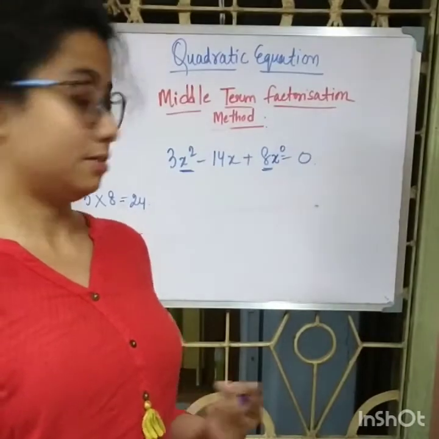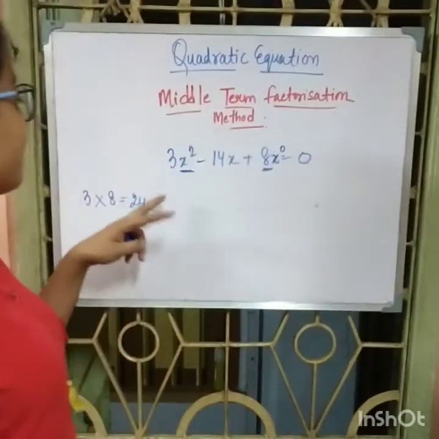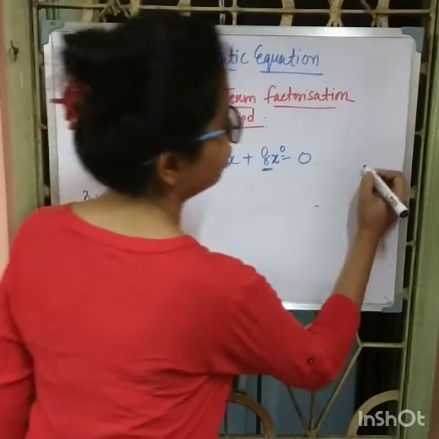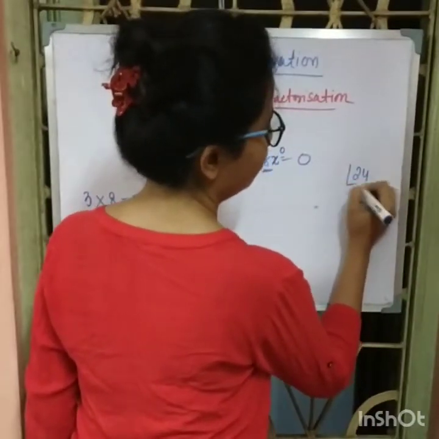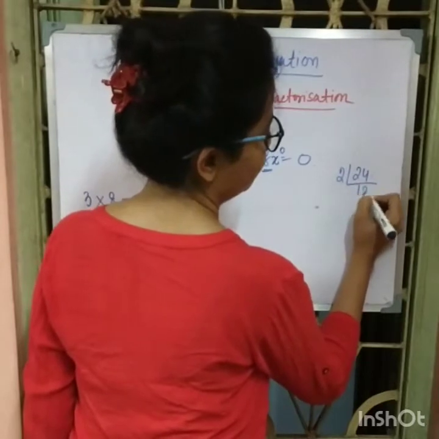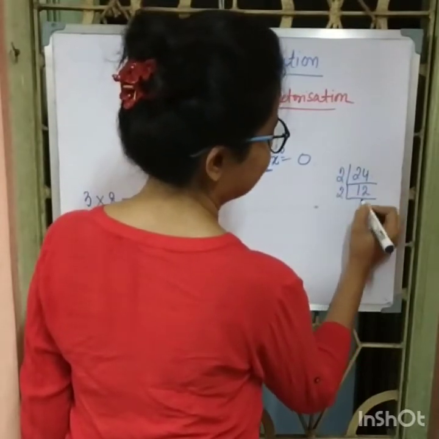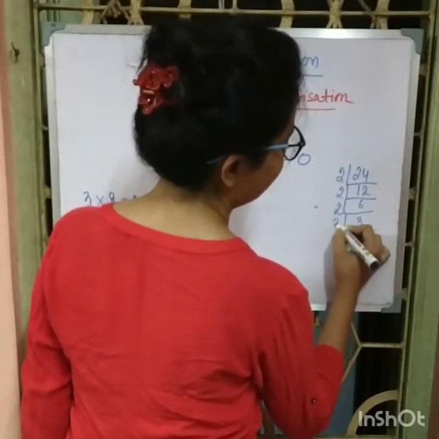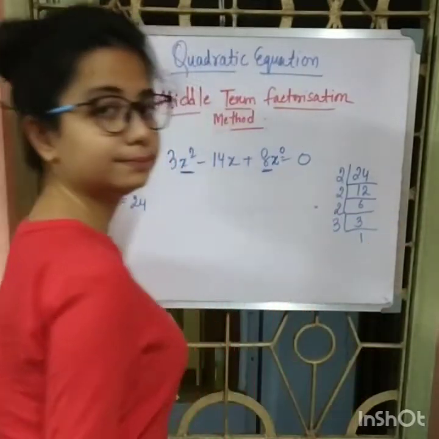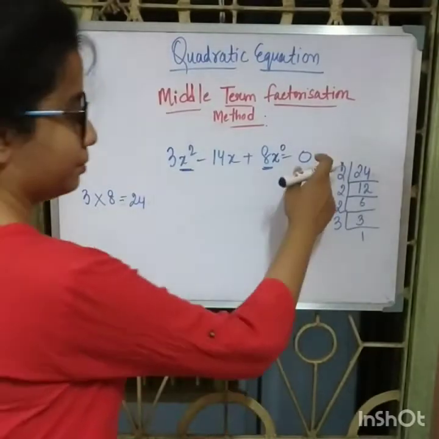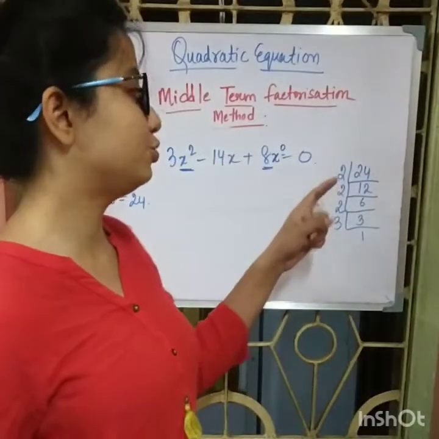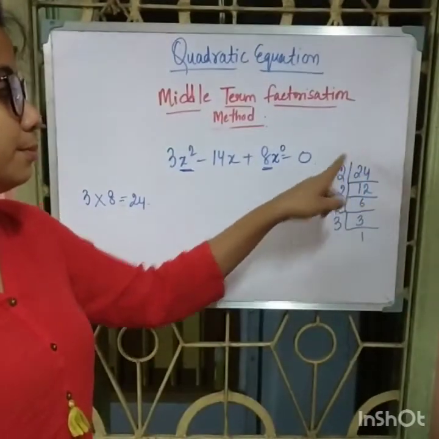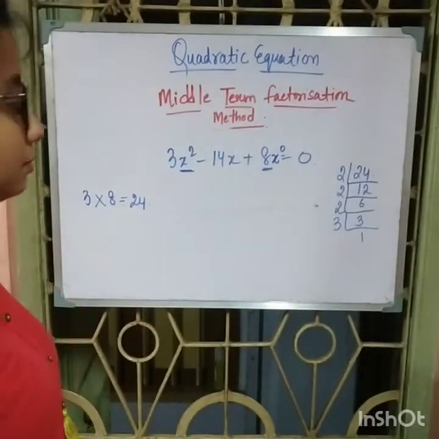Second step is we need to prime factorize this product, that is 24. Let's do it here. 24. 2 12s are 24, 2 6s are 12, 2 3s are 6, 3 1s are 3. So here goes the prime factorization: 2 into 2 into 2 into 3 gives the product 24.